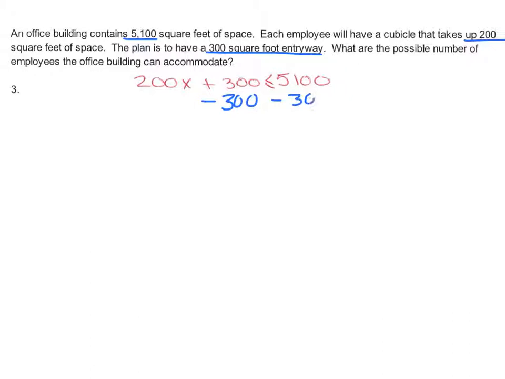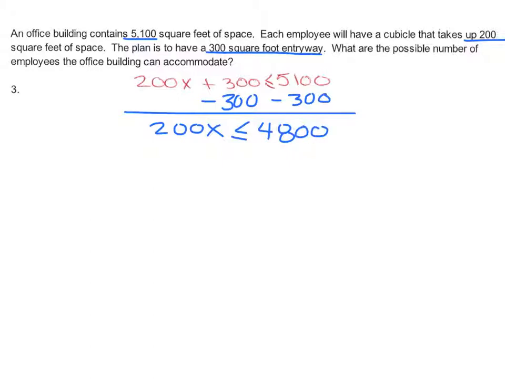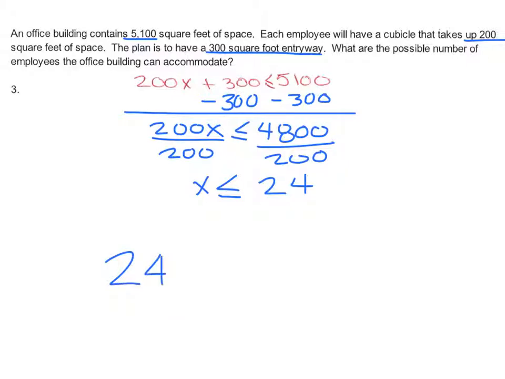So minus 300. That'll give us 200x is less than or equal to 4,800. And then we divide both sides by 200. And that would give us x is less than or equal to 24. So now we know that this office building can accommodate 24 employees.